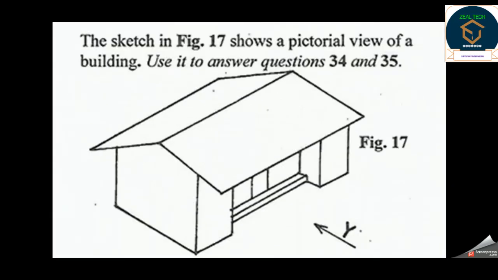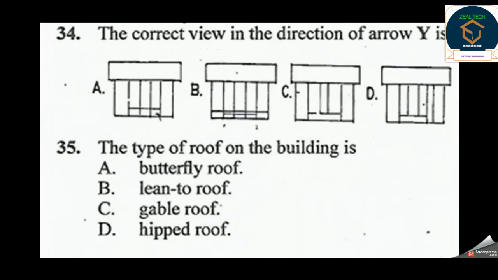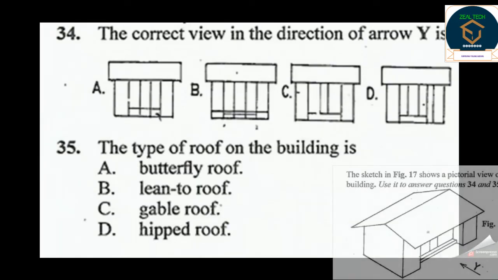We have to use the diagram in figure 17 to answer questions 34 and 35. Now question 34 asks for the correct view in the direction of the arrow Y. Please look at the diagram again and see for yourself. If you stand in the direction of Y and look at this building, the correct answer is C. What disqualifies this one is that there's no line here. So the correct answer here is C.